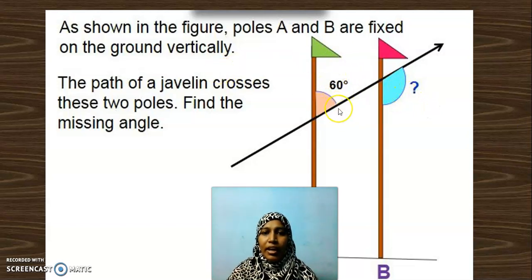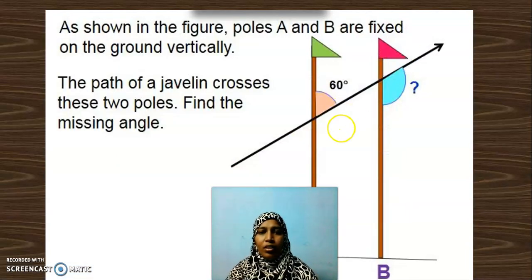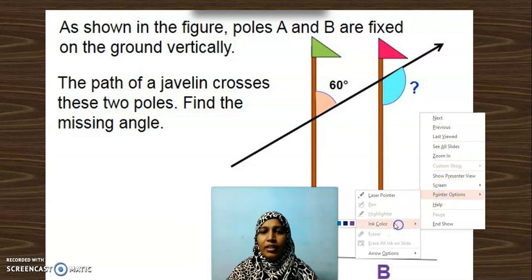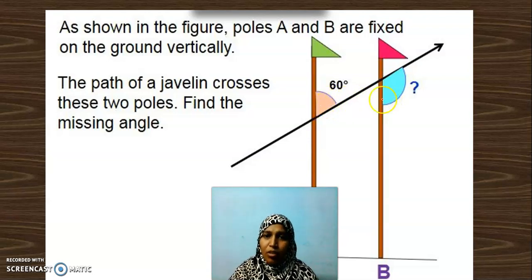They look like corresponding angles. But are they corresponding angles? No, they are not. Corresponding angles lie on the same side of the transversal. See, they are not on the same side; they are on opposite sides. If they are opposite, both should be inside or both should be outside to be alternate angles. Here, one is inside and one is outside. How to find it? We are going to state two properties now.